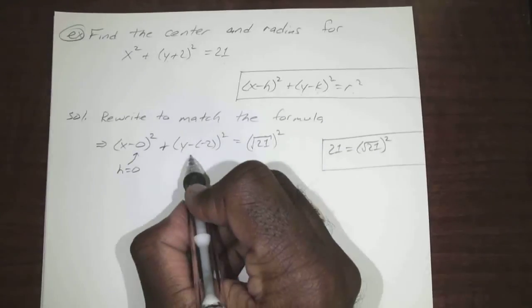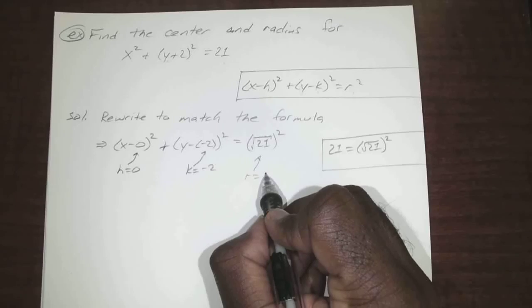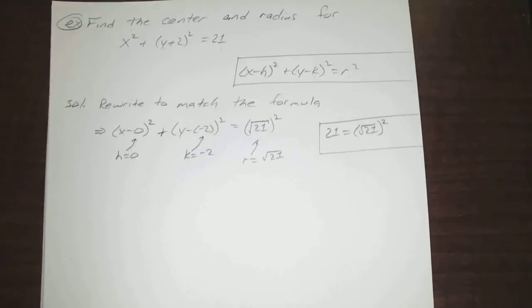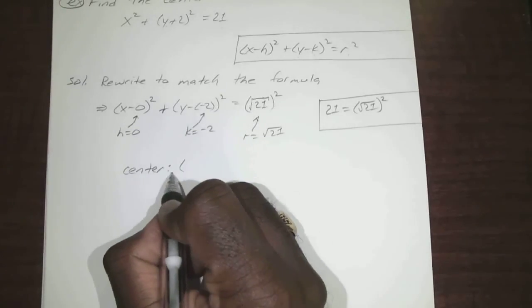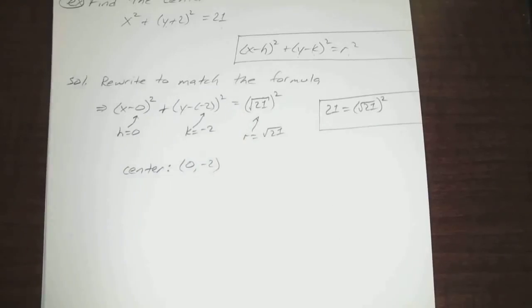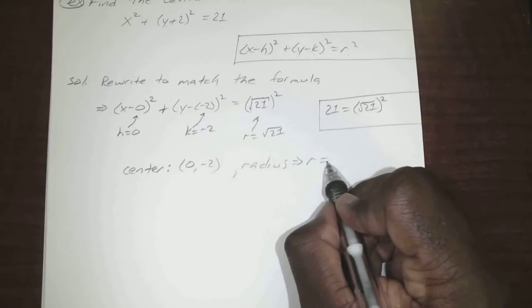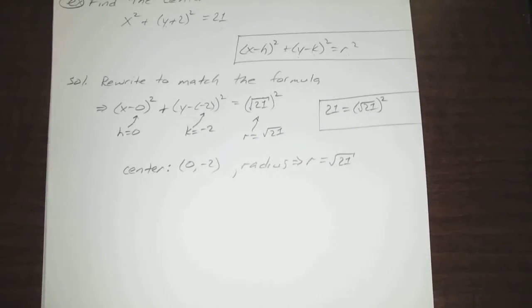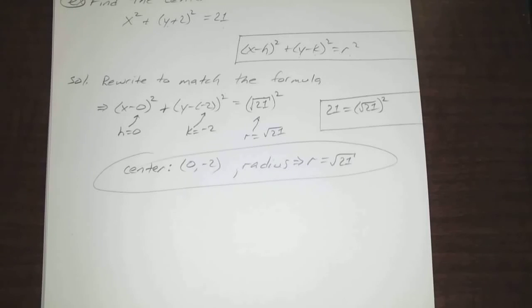Where we know our h is equal to 0, our k is equal to negative 2, and our radius is equal to square root of 21. Okay, so we know that our center is hk, which is 0, negative 2, and our radius, which is our r, is square root of 21. Oh, might as well circle that. Okay, so any questions on that one? All right, I'll leave that up for a second.